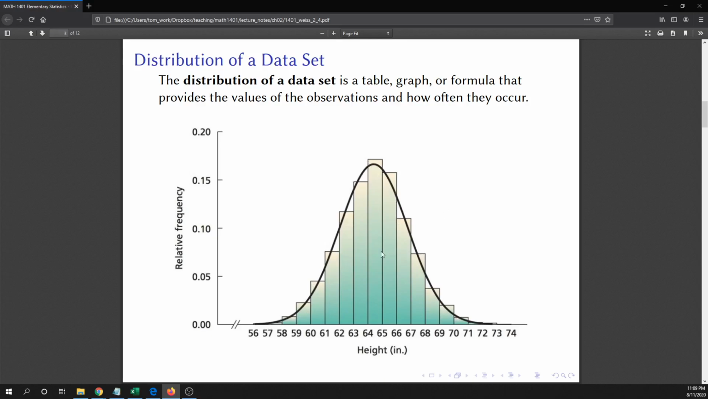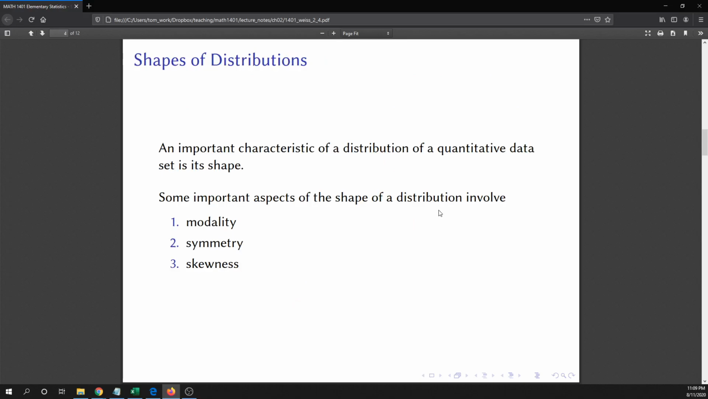All right, so the distribution might be a graph like that, and we're going to talk a lot about these graphs. One of the things that we want to talk about is the shape of distributions. It's an important characteristic of a quantitative data set, and there are three important aspects: modality, symmetry, and skewness.